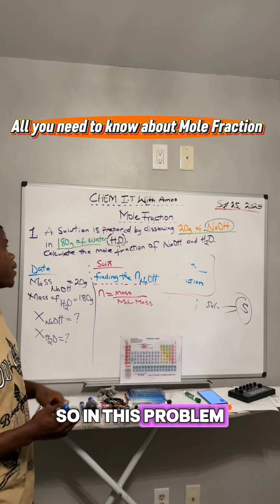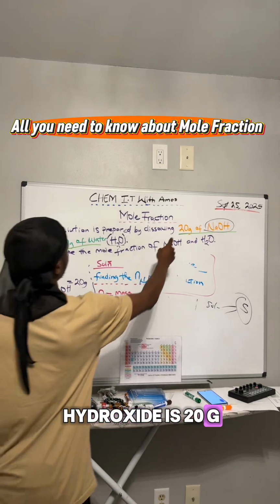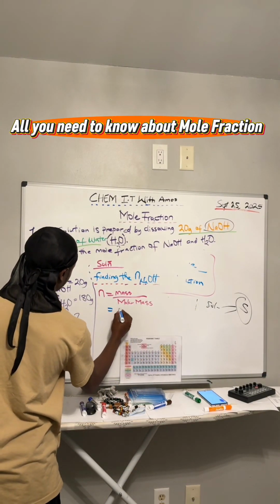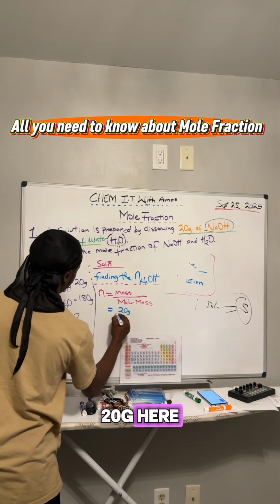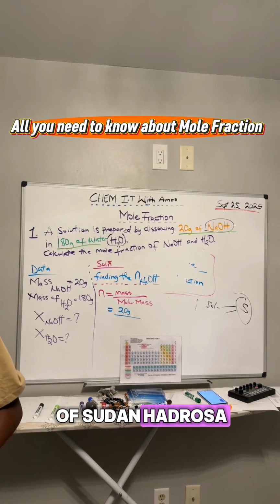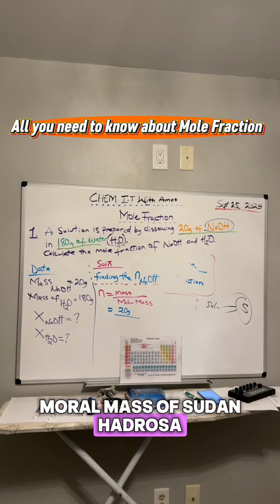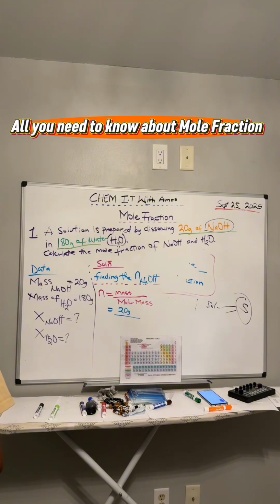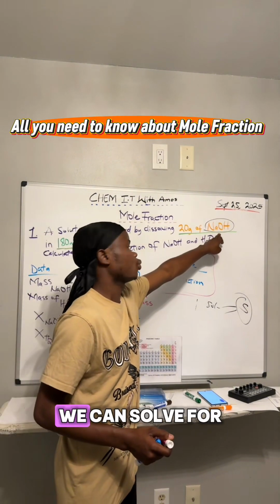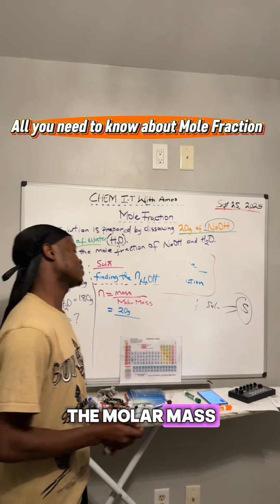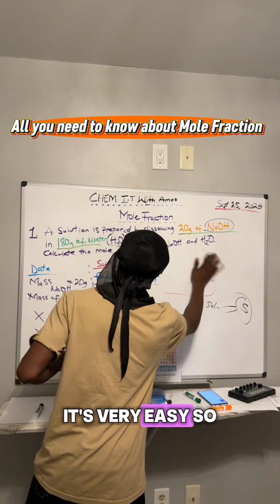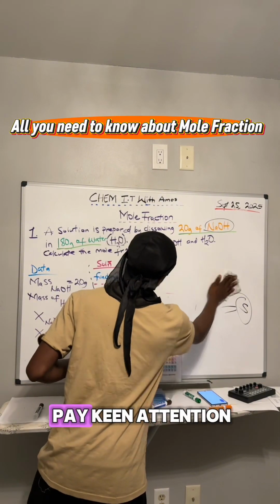So in this problem, the mass of sodium hydroxide is 20 grams. So we can insert 20 grams here. And the next one is the molar mass of sodium hydroxide. Do we have the molar mass of sodium hydroxide? No, we don't have it. But since we have been given this compound, we can solve for the molar mass. How is that possible? It's very easy, so you just have to pay keen attention.